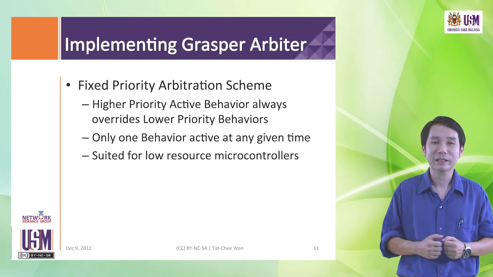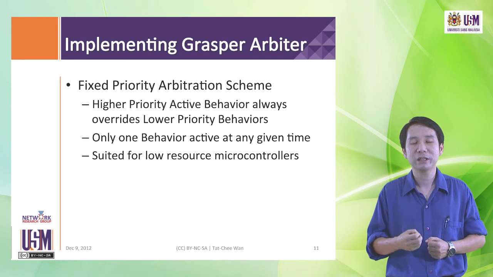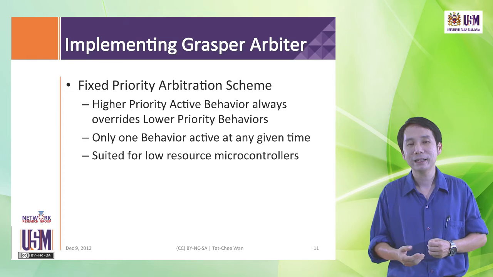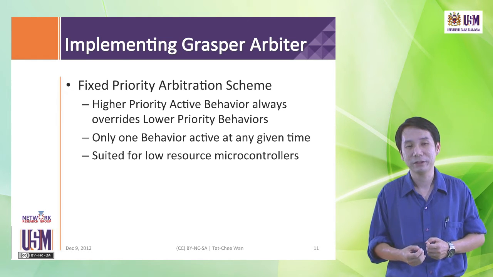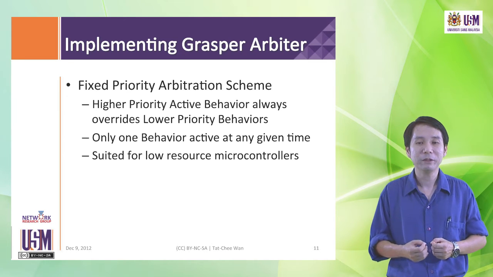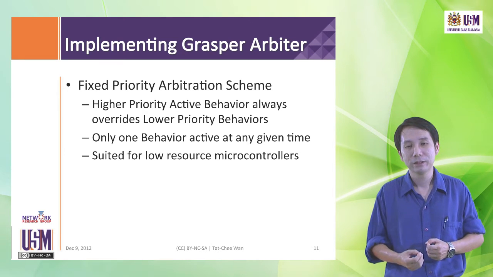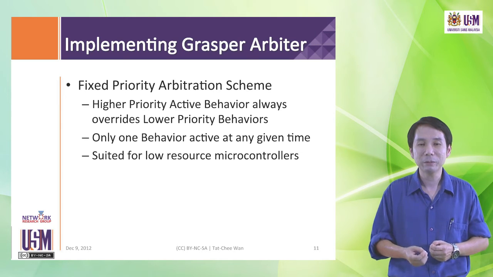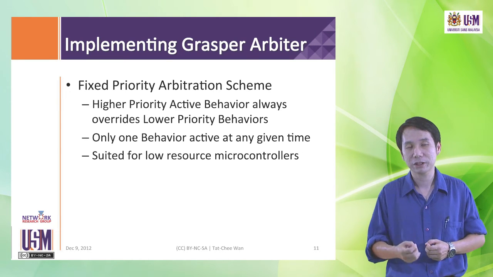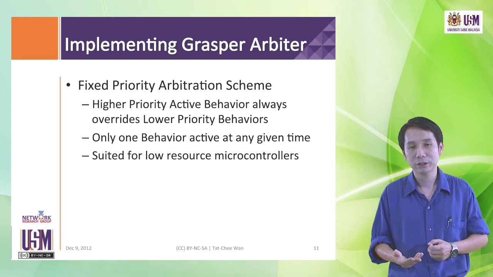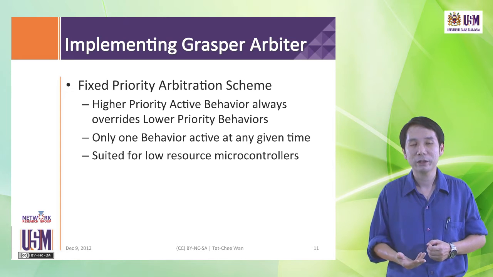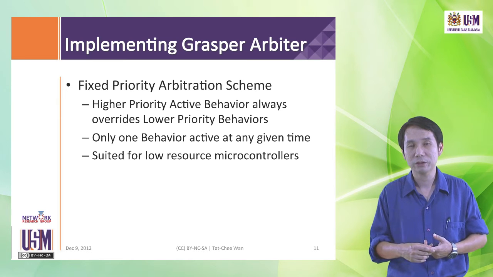The arbiter used in grasper follows the fixed priority arbitration scheme. In this case, as mentioned, the higher priority active behavior always overrides a lower priority behavior, and only one behavior may be active at any given time. By doing so, we can implement it in a low resource microcontroller such as that found in the NXT robot, because it doesn't require a high number of resources for storing the variables associated with each behavior, as well as the CPU computation time for evaluating each behavior in turn.